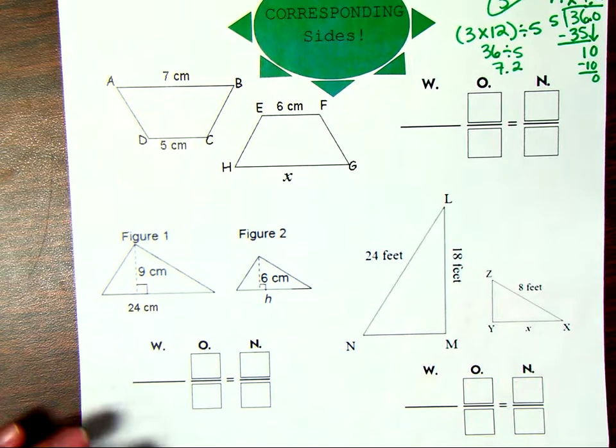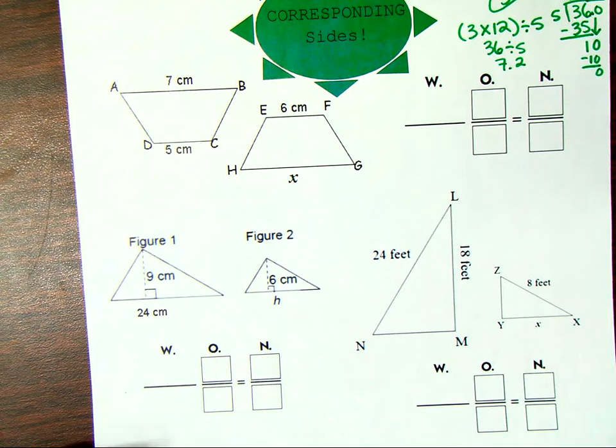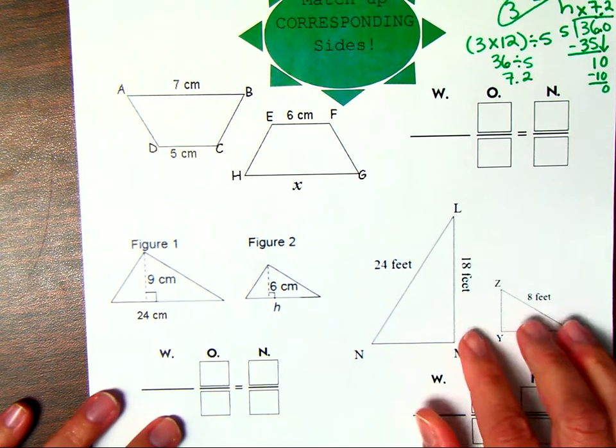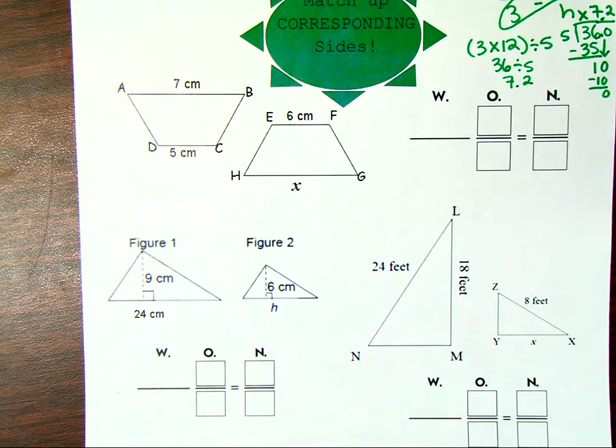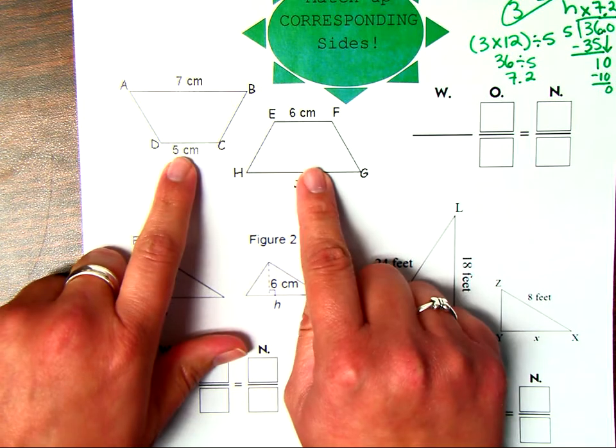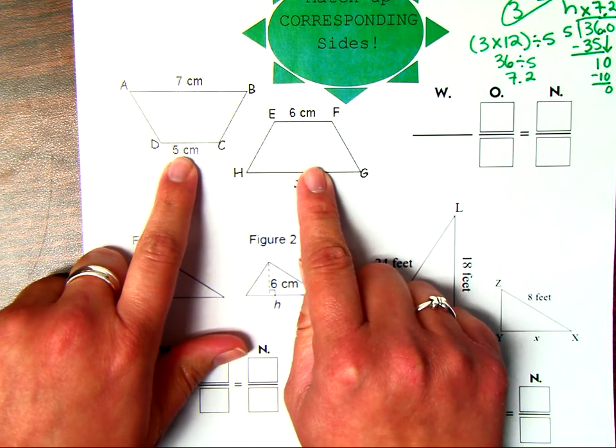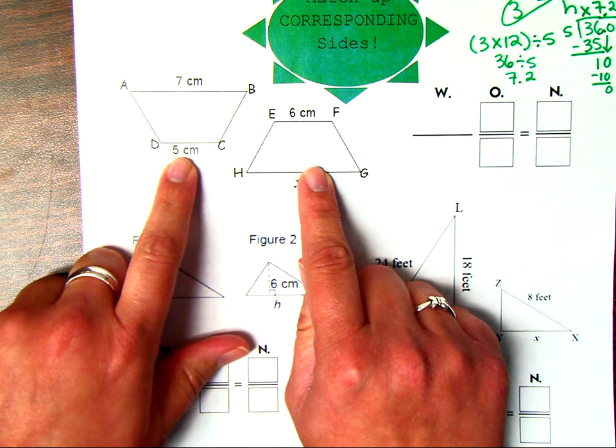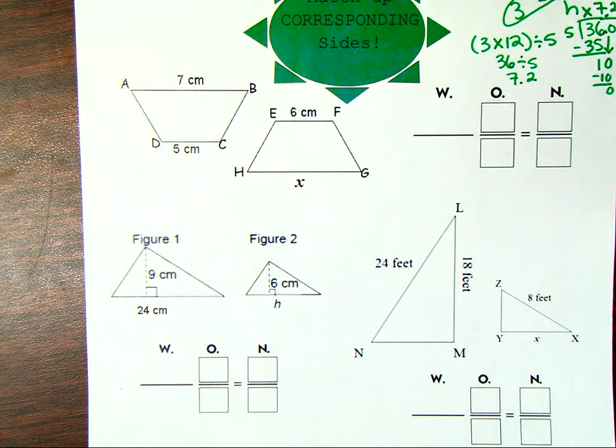So this next one, we have two shapes, and we're going to see if they are similar. So first question, are they both the same kind of shape? Yes, they are both quadrilaterals, which are trapezoids, okay? So the second question, are they facing the same direction? And hopefully you said no, they're not facing the same direction.